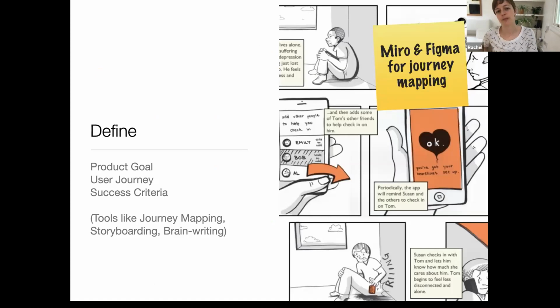Okay, so moving on to the define section. This is the section where we're starting to really understand what it is we're going to tackle. So here, tools like journey mapping or storyboarding are really useful. Usually what I like to do in this phase is to just map the existing user journey. Whatever product it is you have, I just get out a big whiteboard and I draw the user journey, or at least the core user journey, the one that we're going to focus on for this event.